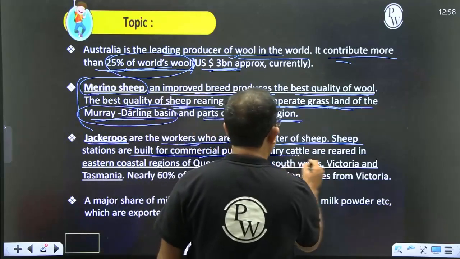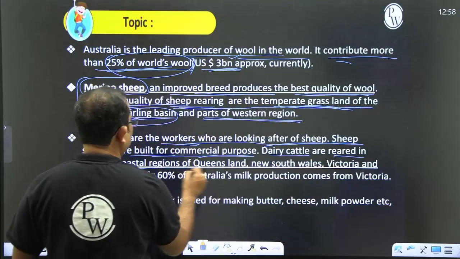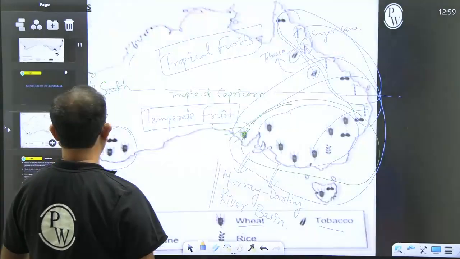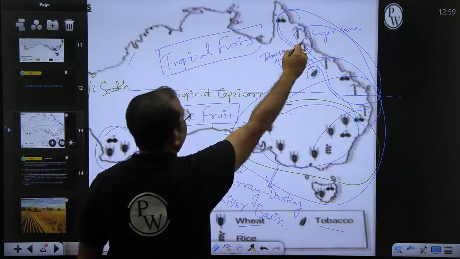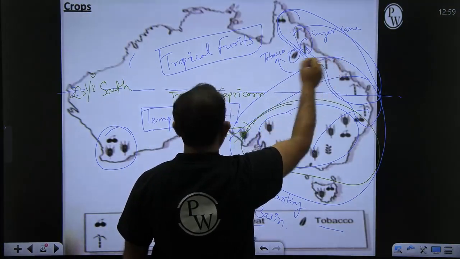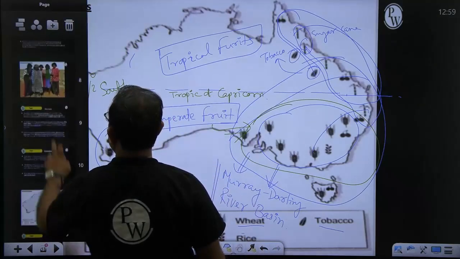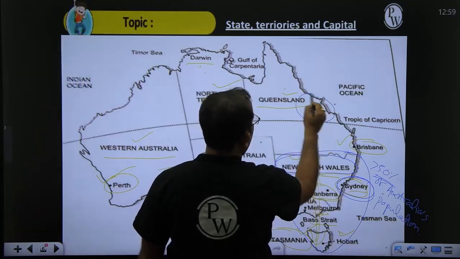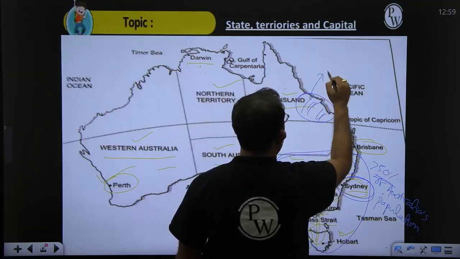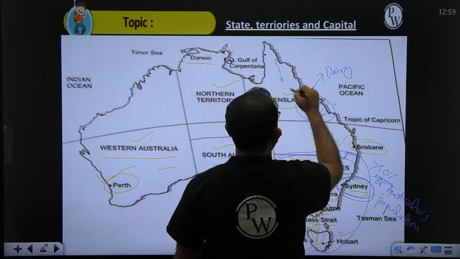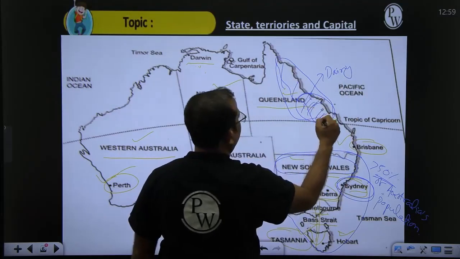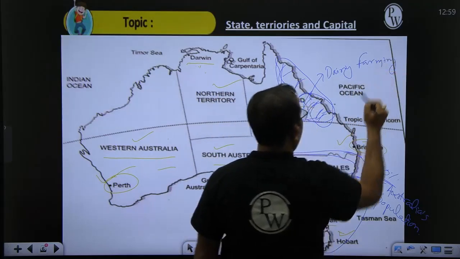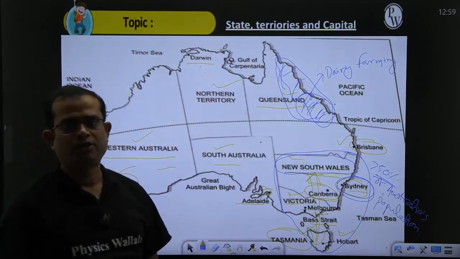Dairy cattle are reared in the eastern coastal regions of Queensland. The Queensland province, the eastern coastal province, supports dairy farming. Majorly this area is for dairy farming.